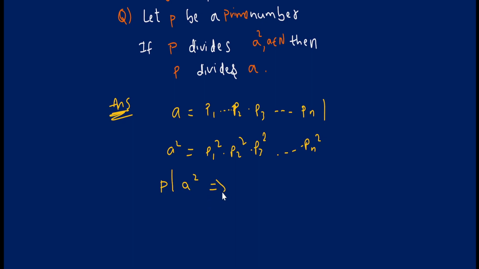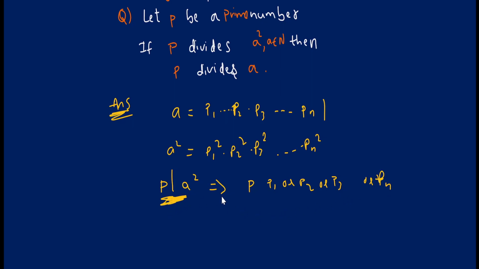What does that imply? If this is true, can you tell something? Can you tell any other statement that is also true? If p is dividing a square and these are all the primes that are there, then p must be p1 or p2 or p3 or pn, right?